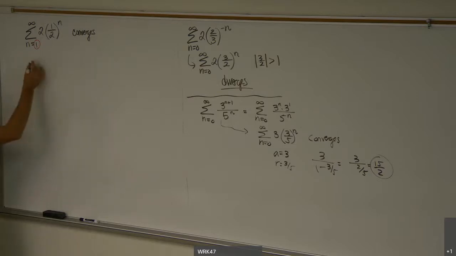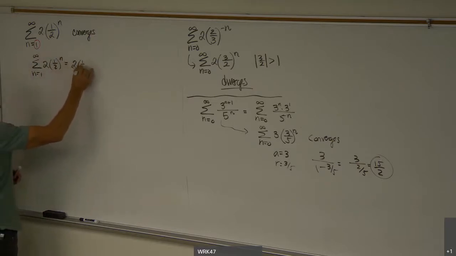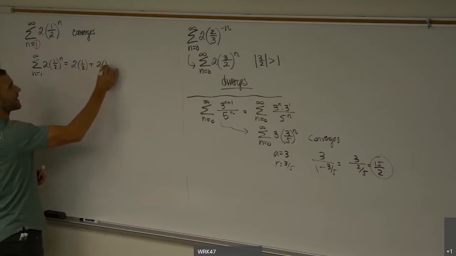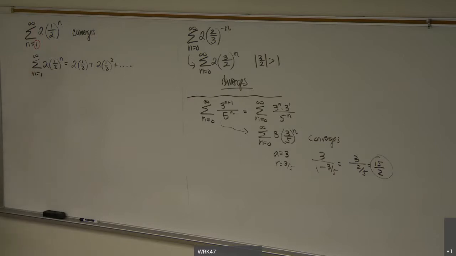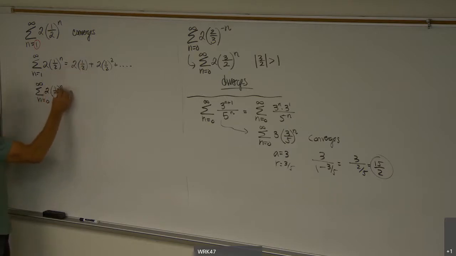Remember, let's think about what this is going to amount to. Let me just write out some terms really quick. This is 2 times 1/2 plus 2 times 1/2 squared plus dot, dot, dot. All right, it starts at 1. I want to rewrite this so that n starts at 0 to infinity, but then I would need to change the power of n in some way so that I still get the same sum. If I want n to start at 0, but the first term needs to be 1/2 to the 1, then that means I need to rewrite the power of n like this.